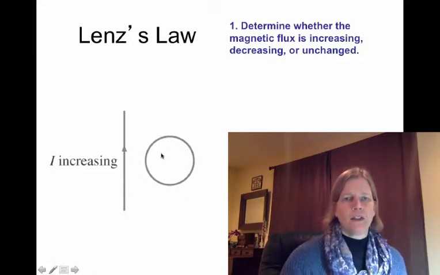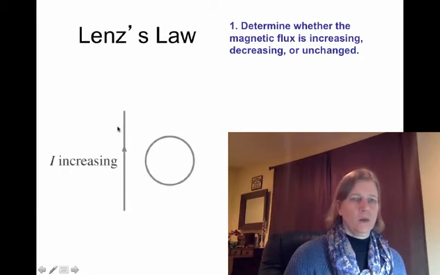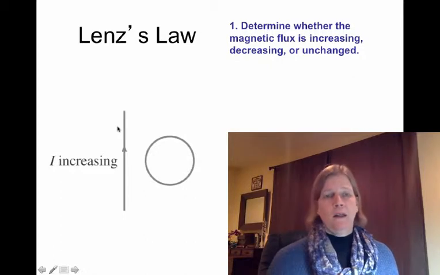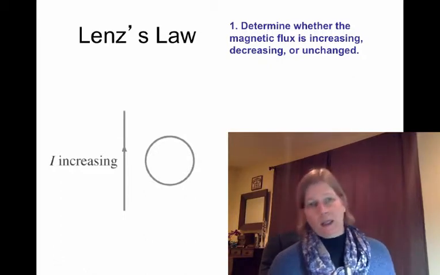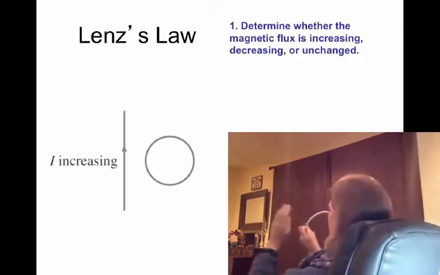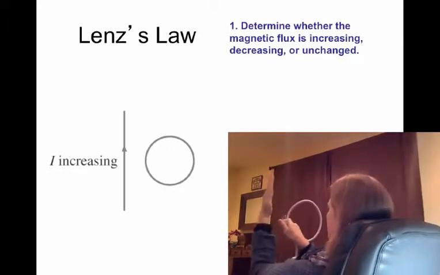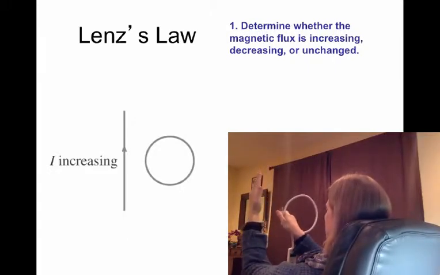This step, I also like to get the direction. So if the current-bearing wire has a current going upward and it's on the left side of the loop, then again, I'm going to turn around so that my hands do the same thing as you would if you were doing this in front of yourself. So there's a current-bearing wire to the left. The current is going upward. Here's our loop to the right of it.